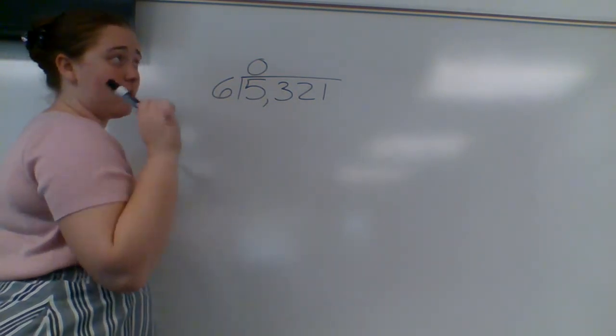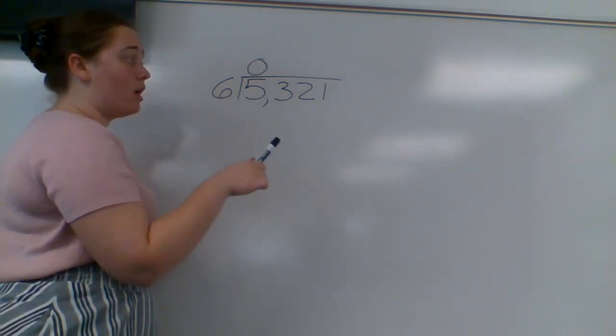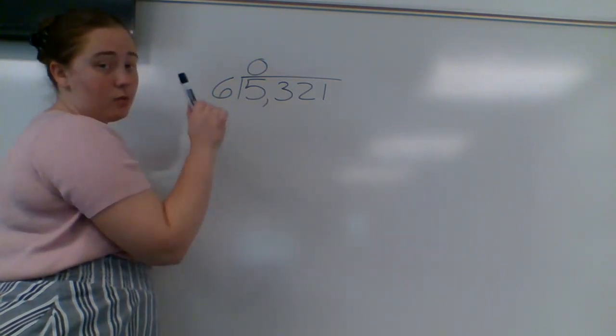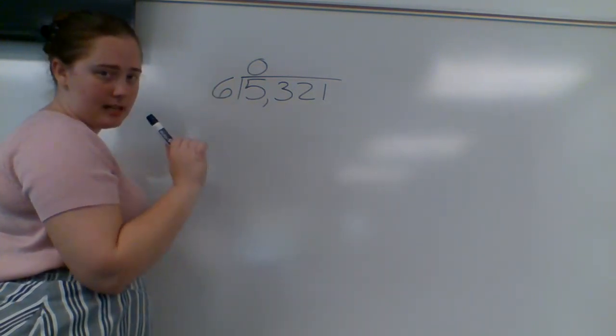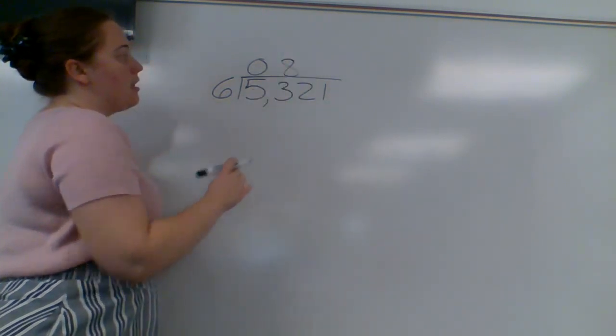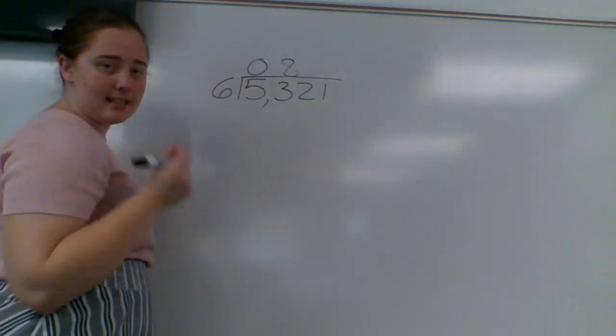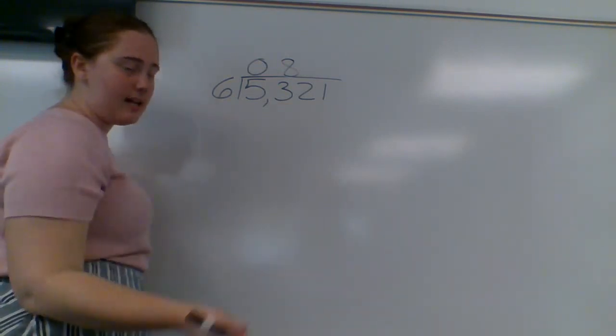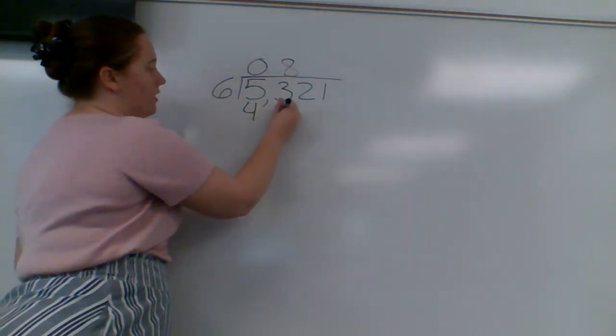Well, I know 6 times 9 is 54. That's too big. So we're going to go 1 below 9, which is 8. So let's try that. 8 times 6, well, 6 times 8 is 48. So let's put 48 right there.